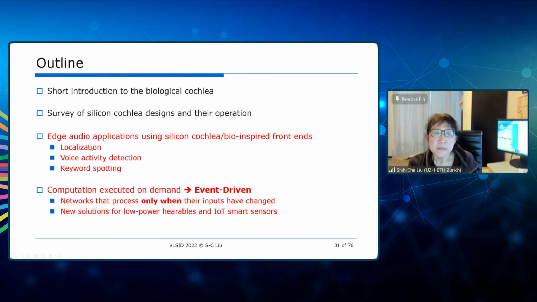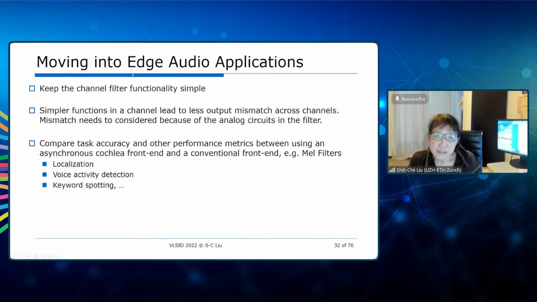Okay, so next I'm going to talk about edge audio applications using the cochlea, and also about this event-driven computation. When you move into edge audio applications, similar to DBS, you have to keep the channel filter functionality simple. The reason is that simpler functions in a channel lead to less output mismatch across channels. This mismatch needs to be considered because of the analog circuits in the filter. I'll show you a couple of designs where we've kept to very simple functions for what we call a cochlea front end. The next thing is to compare the test accuracy and other performance metrics between using an asynchronous cochlea front end and a conventional front end that, for example, gives you ML filters on a different edge audio test.